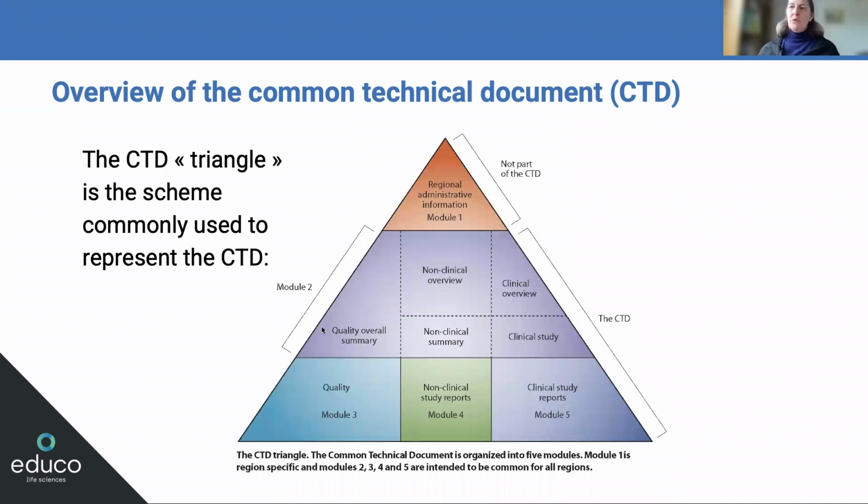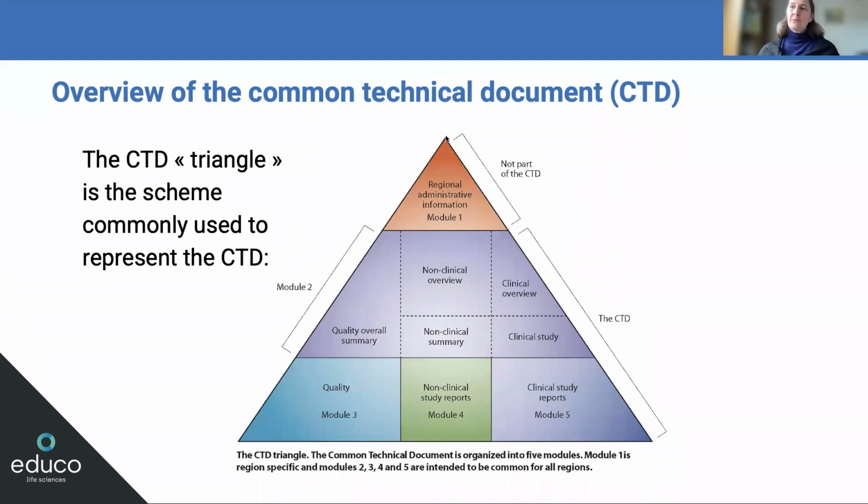But for the non-clinical and clinical data, this module 2 is really, really essential, because this is where you have overview and summary. This is where you will present the results, how you interpret the results of your study. This is also where you will explain why you choose such and such design of your studies in relation to your indication, etc. So this is actually where I would say an evaluator would start if he wants to assess the safety and the efficacy of your product.